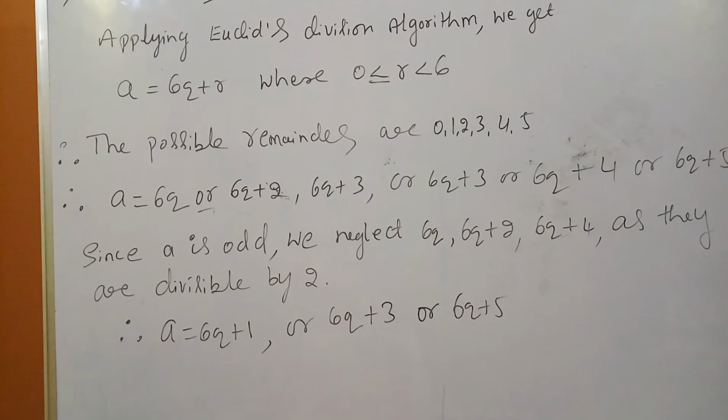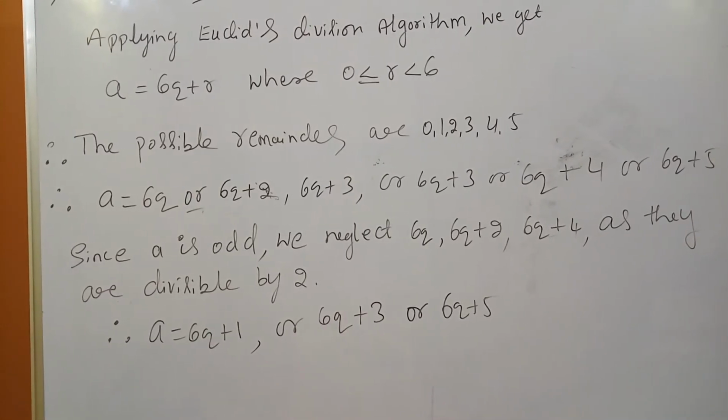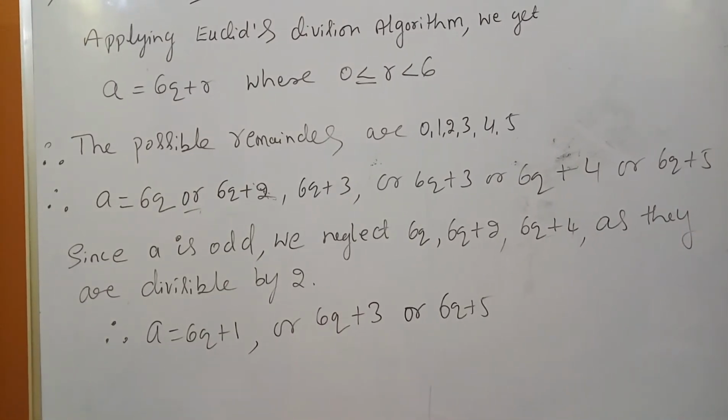So you should see the question in your textbook once again. Show that any positive odd integer is of the form 6q plus 1, 6q plus 3 or 6q plus 5, where q is some integer. We have to prove this. How to prove? Let's see.